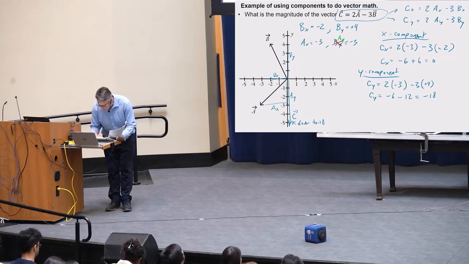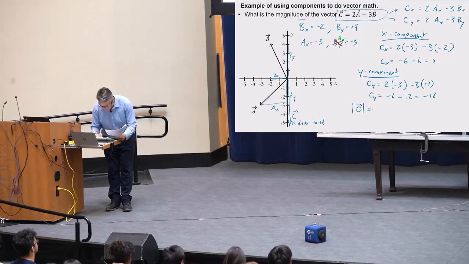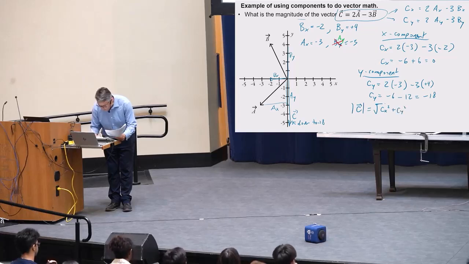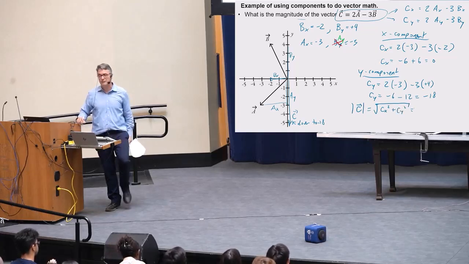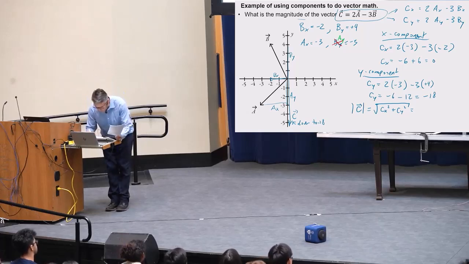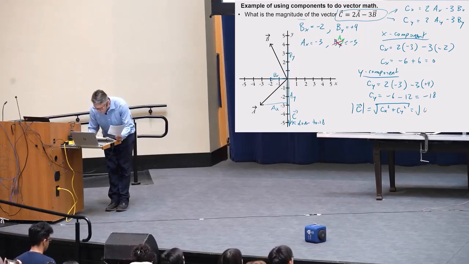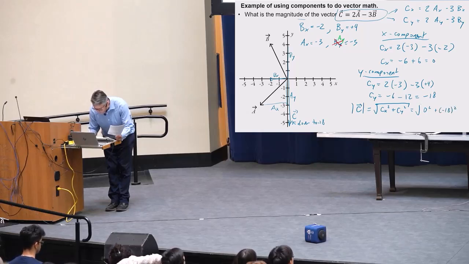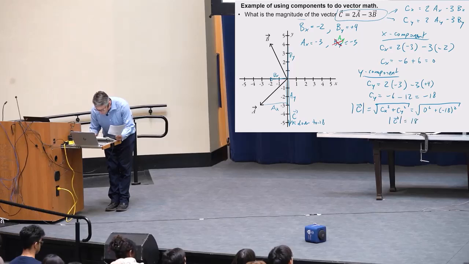Minus 18. So what is the magnitude of the vector? The magnitude of the vector c is going to be equal to the square root of cx squared plus cy squared. This is important to know for your assignment 2, I think, because there's a question just like this. It's 0 squared plus negative 18 squared, and you get magnitude of c is equal to 18.